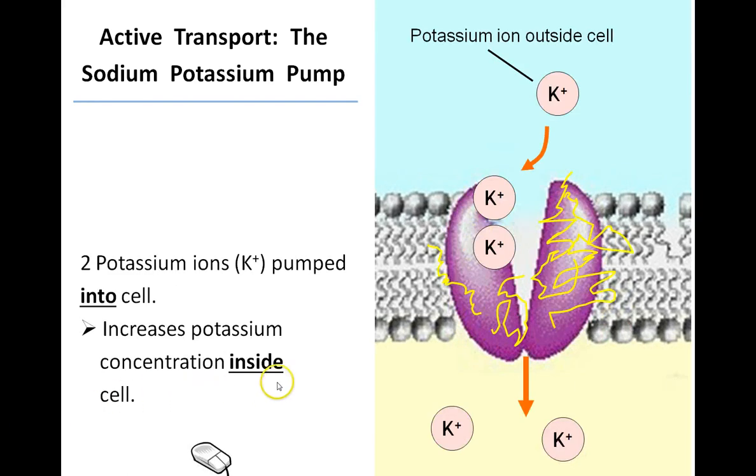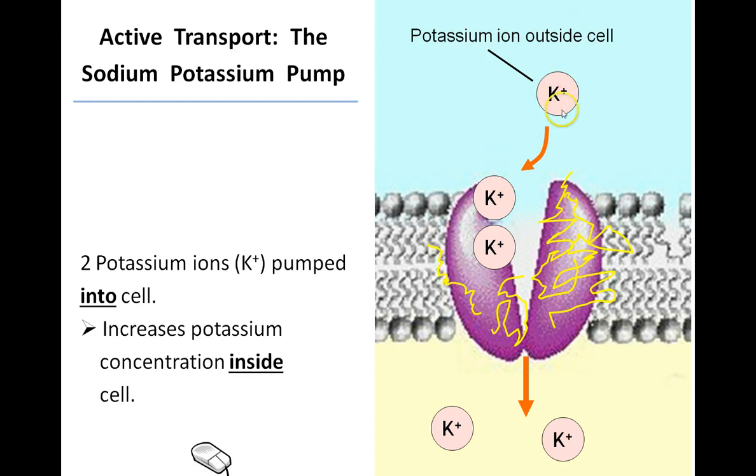The other thing that happens with this specific pumping system is that once the sodium has been pumped outside the cell, the pump will pump potassium into the cell. So here we have the outside of the cell, here we have the inside of the cell. There's the cell membrane, here's our pumping molecule. It's energized, that's what the yellow wriggly line is, by the ATP molecule.